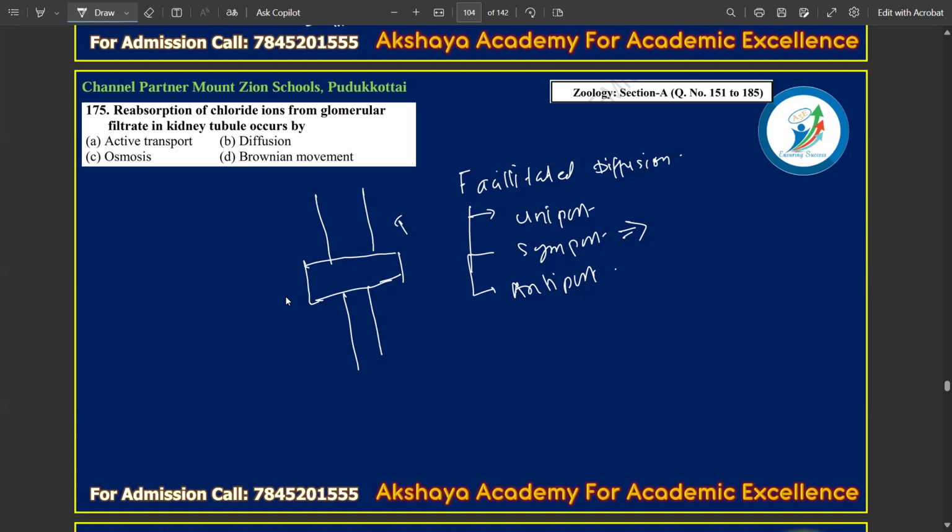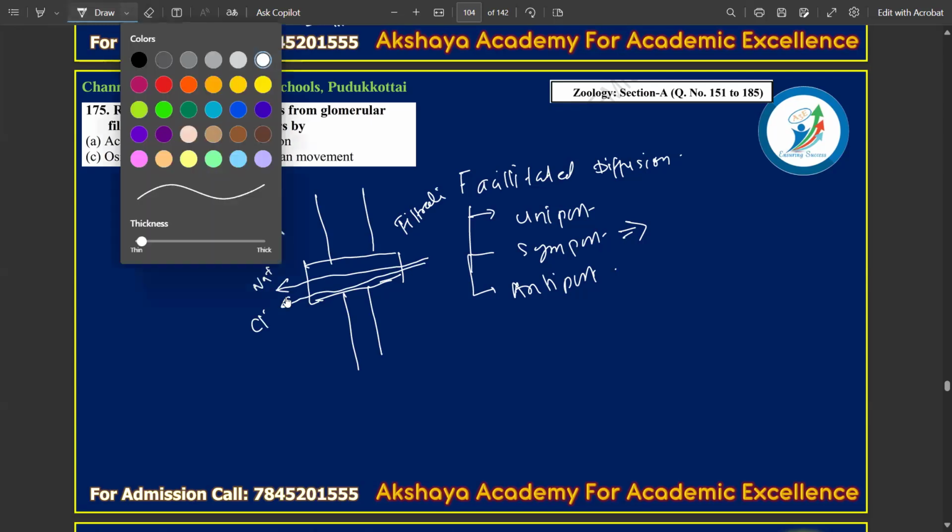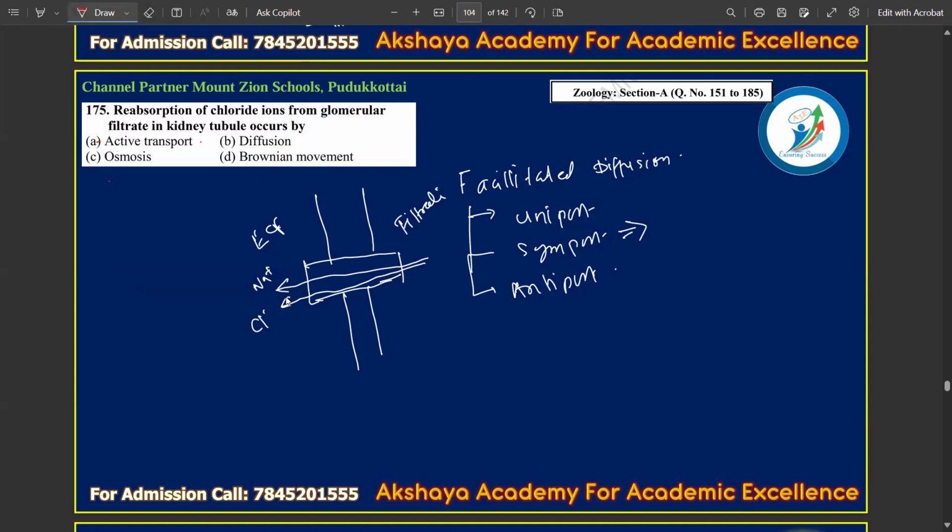So consider the filtrate and this is ECF. As sodium is reabsorbed, chloride is also reabsorbed. So if you check the answers: active transport, no. Diffusion, yes. Osmosis, no. Brownian movement, no. So the right answer for this particular question will be diffusion.